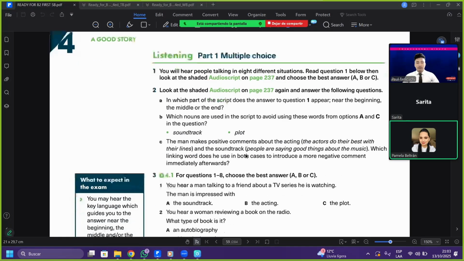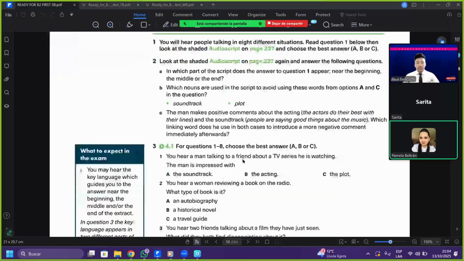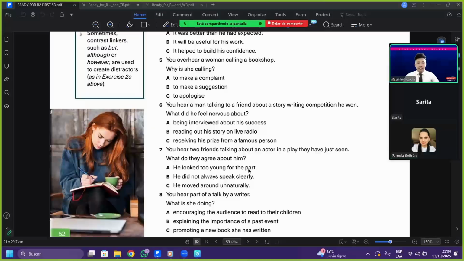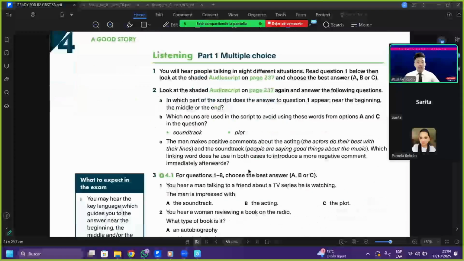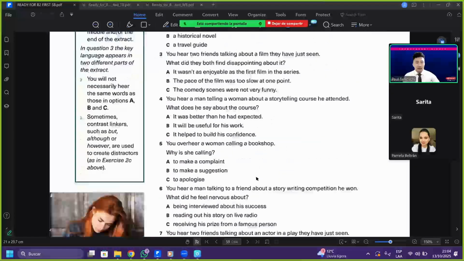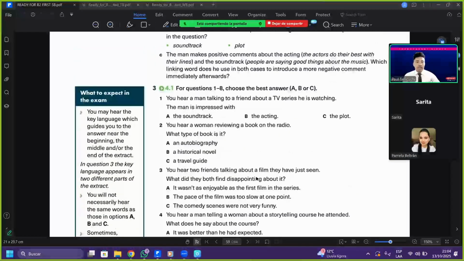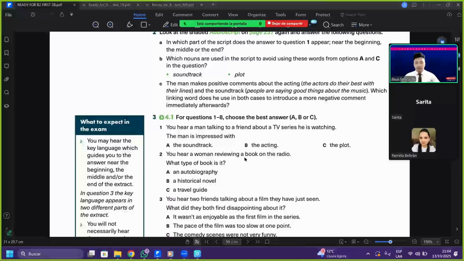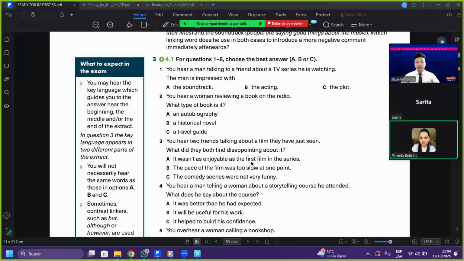Are you good at listening? I think I am. All right. So let's go over this part that is called the multiple choice from the listening section. In this part, you're going to hear people talking in 8 different situations. And for questions 1 to 8, you have to choose what is the right answer, A, B, or C. All right? So I'm going to play the audio so you can listen to it, and you're going to listen twice. And at the end, I'm going to show you the answers, and then we compare.